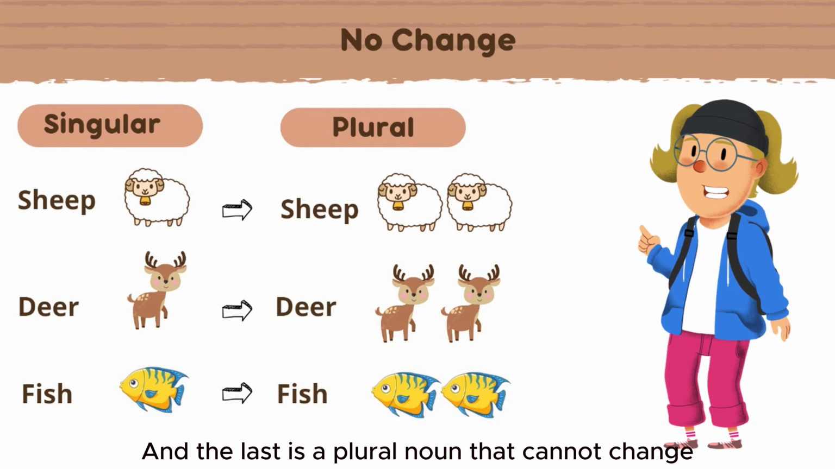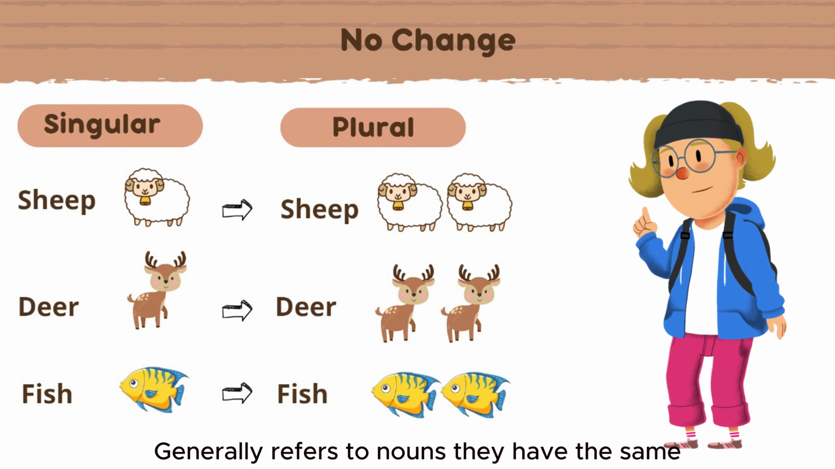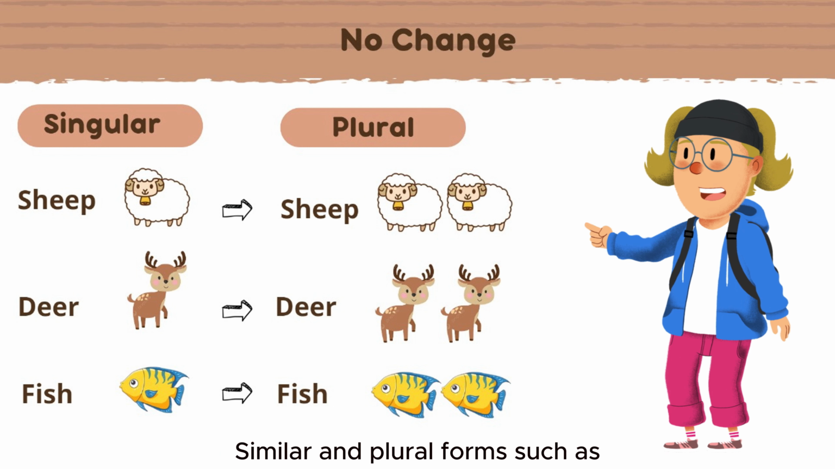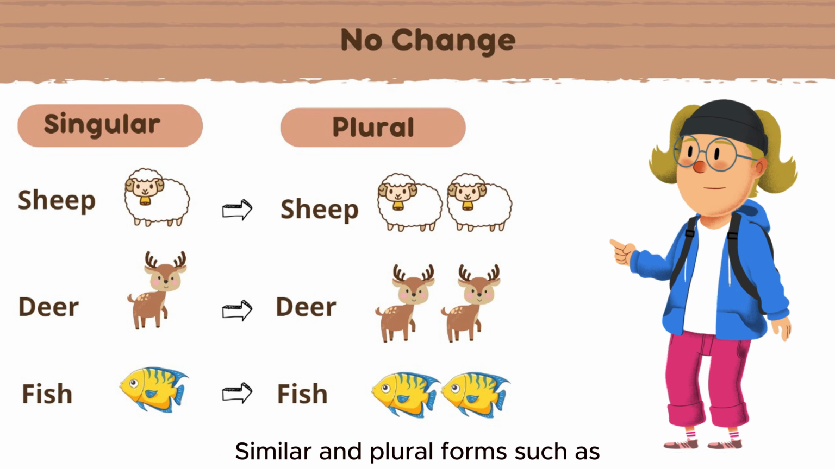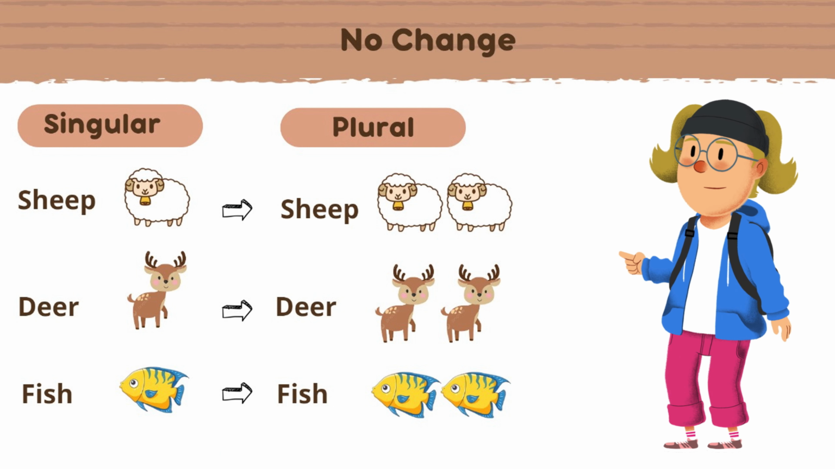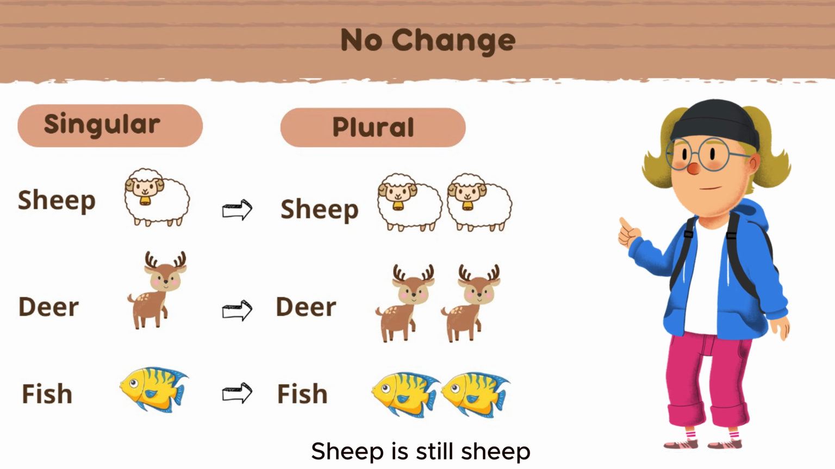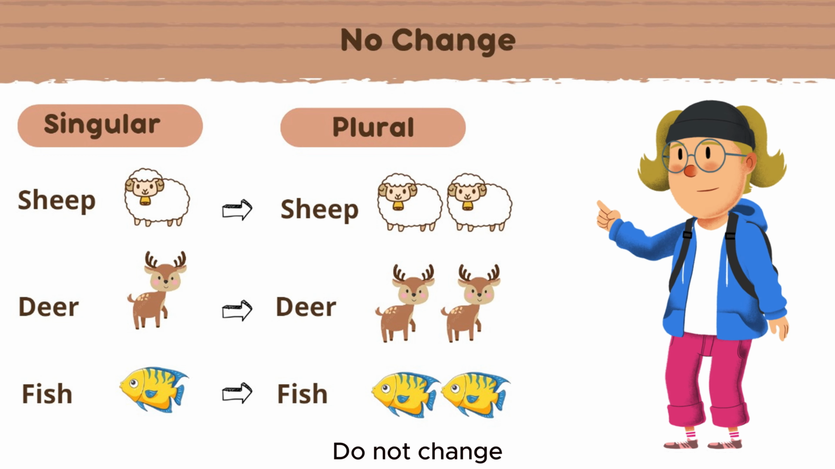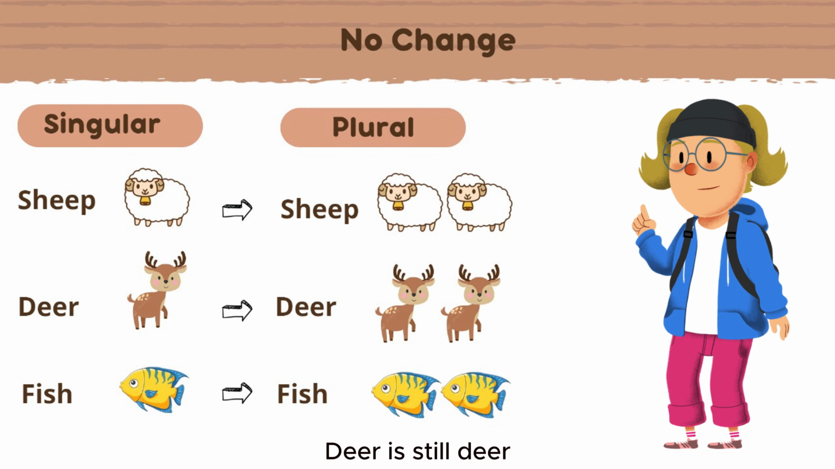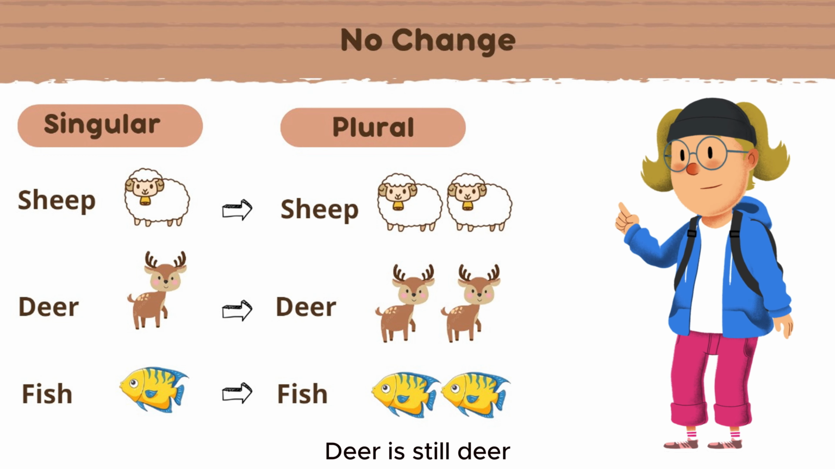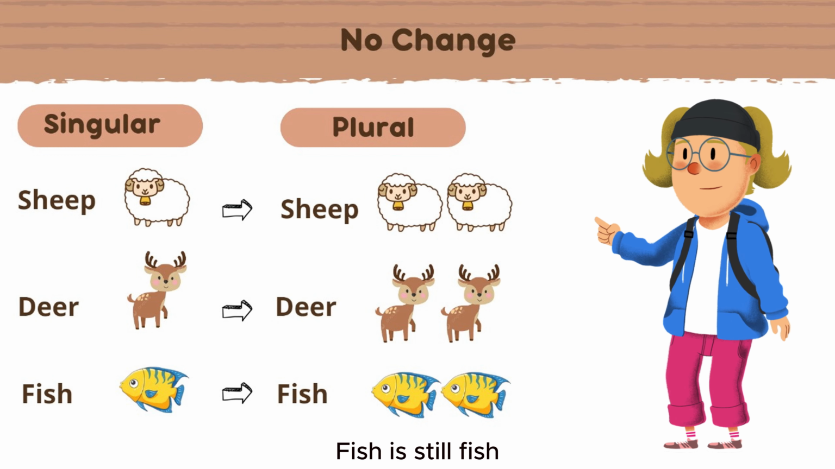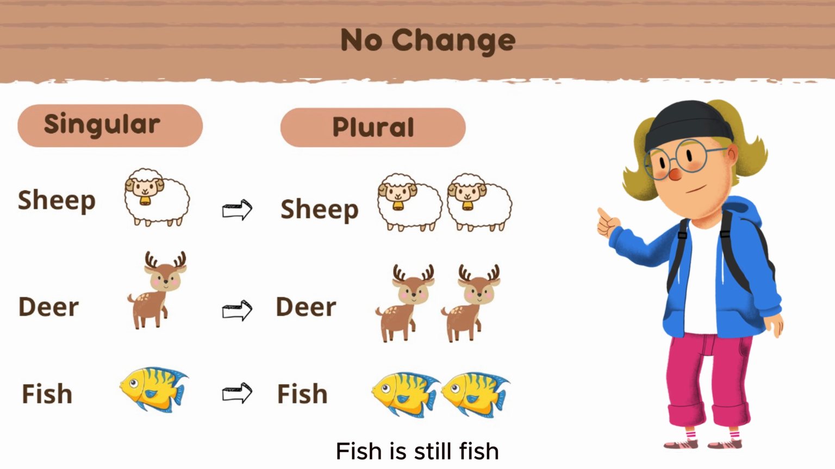And the last is a plural noun that cannot change. Generally refers to nouns that have the same singular and plural forms, such as sheep is still sheep, do not change. Deer is still deer. Fish is still fish.